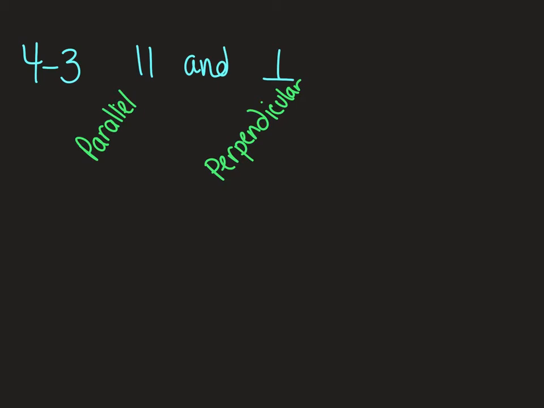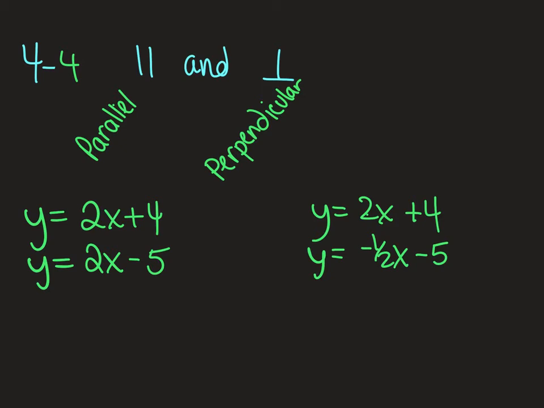All right, let's do lesson 4-4, not 4-3, but 4-4, which is all about parallel and perpendicular lines. Parallel and perpendicular lines will have something special about their slope. So let's look at the slope of these two lines. I'm going to put the slope in a different color. The slope of the first is 2. The slope of the second is -1/2. When the slopes match, then the lines are parallel.